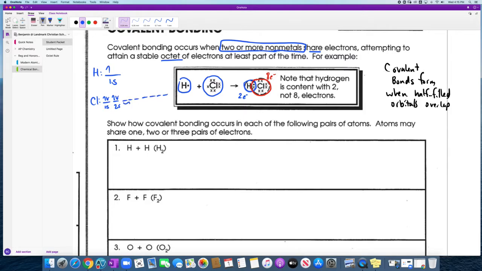I just got to go a little bit further. 2p. 2p's are totally filled up. 3s is totally filled up. But in the chlorine atom, one of the 3p orbitals is half-filled. This one right here, at the end. Try to draw that a little bit more clearly. It got kind of messy there at the end. There, this one right here.